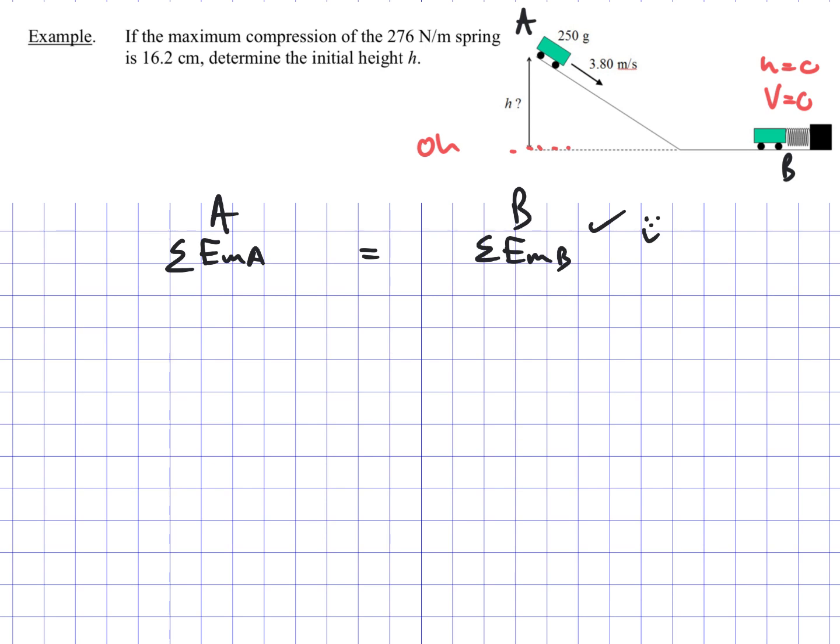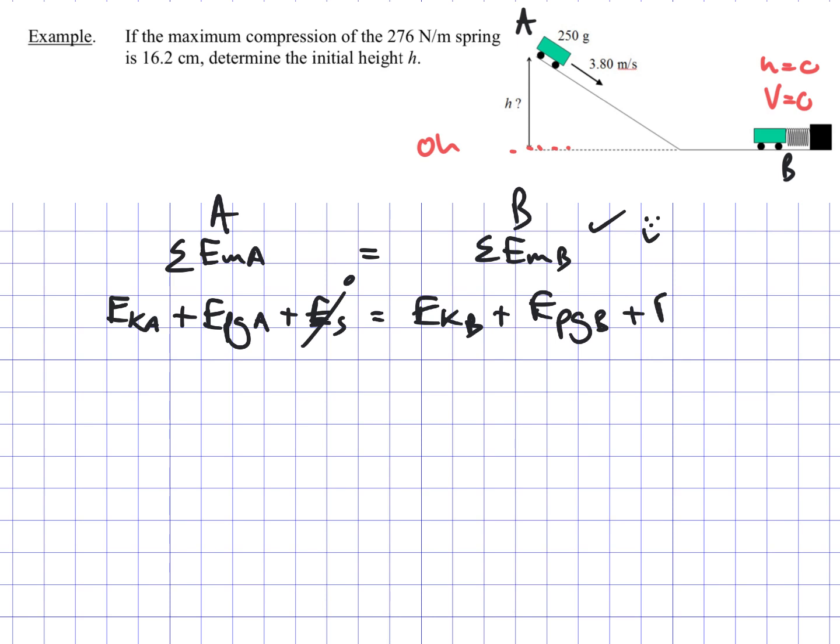Now all we have to do is flesh it all out. We're going to say that at the top, at position A, there is some kinetic energy. There is also some gravitational potential energy at position A. And, well, there's no spring energy. We might as well put that on there, but cancel it out right away. Okay. At the bottom, there may be some kinetic energy at position B, there may be some gravitational potential energy at position B, and there will be some spring energy at position B.